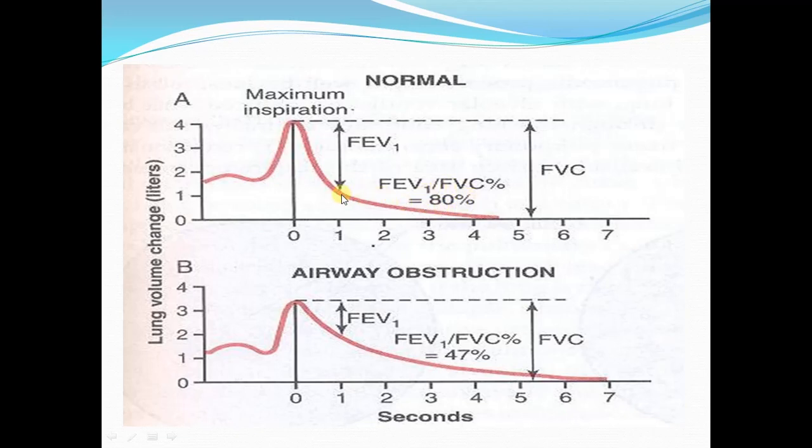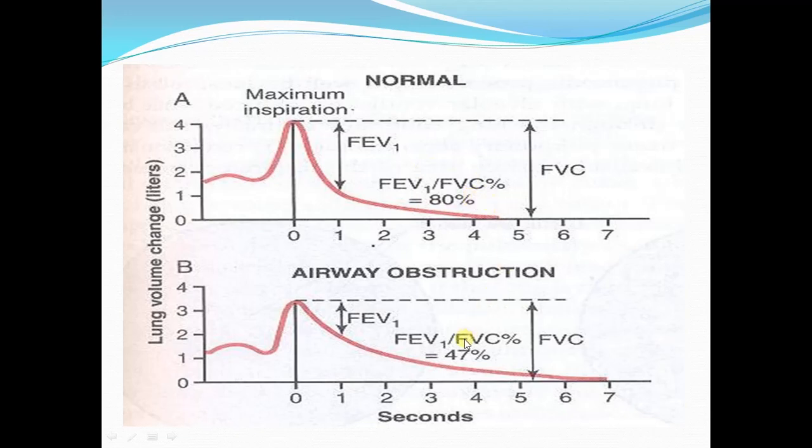It means that 80% of forced vital capacity is exhaled in the first second during measurement of forced vital capacity. It takes about 3 to 4 seconds in a normal person to exhale out the vital capacity when he is going to do it as rapidly as possible. And 80% of the air is exhaled out in the first second, which is FEV1. So FEV1 to FVC percentage in a normal person is 80%.